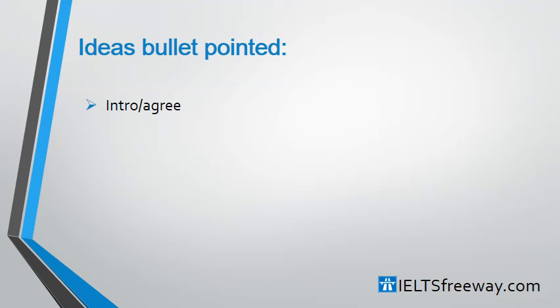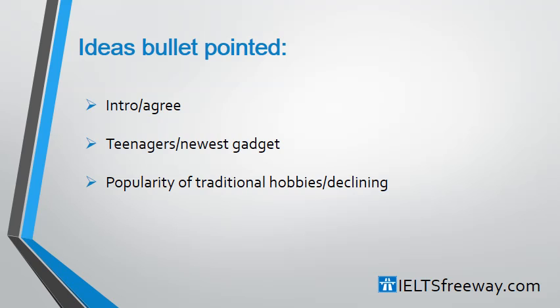Paragraph 2, my main point is that teenagers always seem to want the newest gadget these days, and that seems to be more important to them than anything else. So that's my second bullet point. Third bullet point is that the popularity of traditional hobbies seems to be declining somewhat. You don't really hear people talking about knitting or crochet as much as I imagine they did in the past. And this could have some effect on people's value judgments.